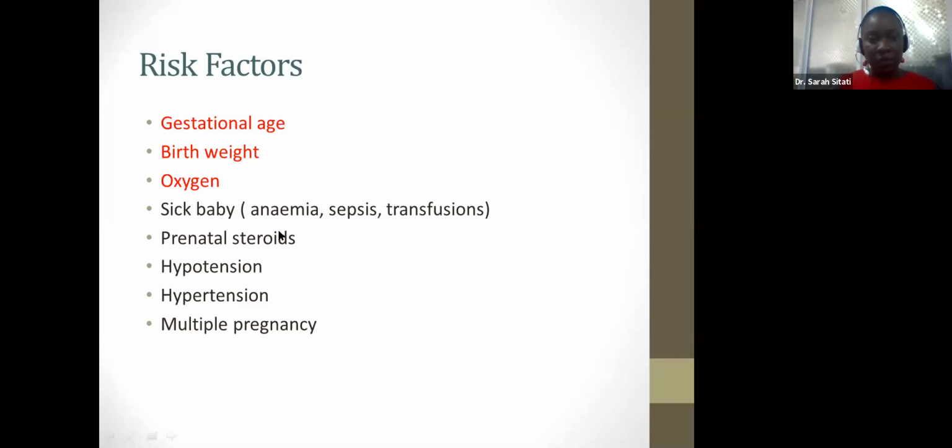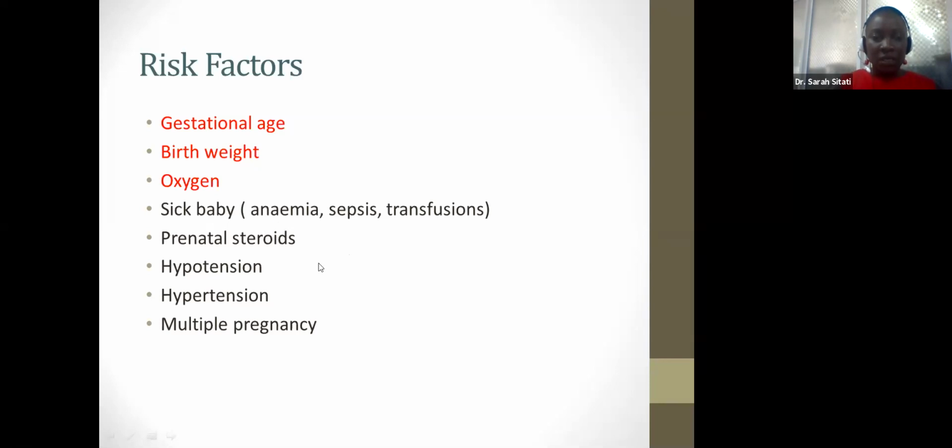The other risk factors we have are those babies who are just sick babies. They need a lot of procedures and manipulations in the neonatal unit. They have anemia, they need transfusions, they have sepsis. They are the group we call the sick baby. Yeah, these ones are likely to develop retinopathy of prematurity as well.